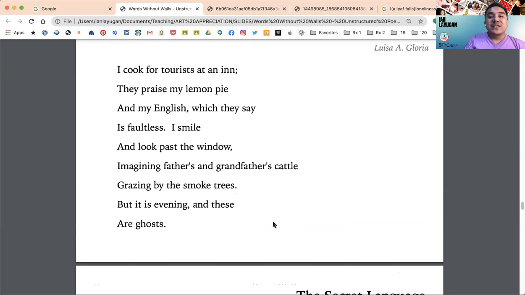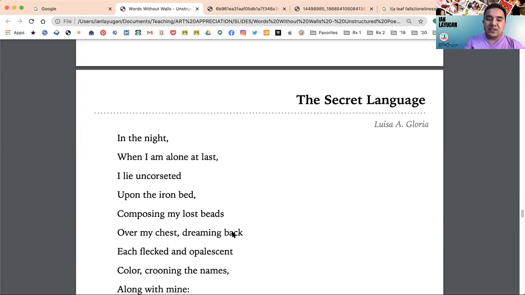So she is nostalgic. She is homesick. And after all of these years, she tries to imagine the things that she remembered when she was younger, probably, which are in the garden, her grandfather and father's cattle on the smoke trees. So the fact that there is no such thing as smoke trees, but the fact that she used smoke to describe the trees shows that it's blurred, parang ganon. But it is evening and these are ghosts.